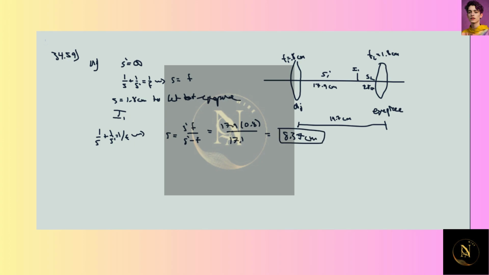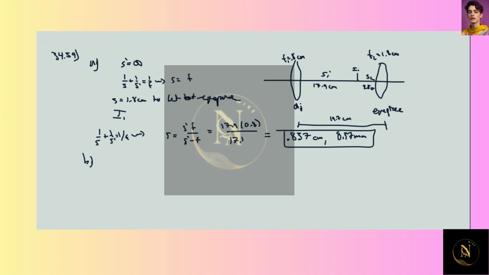Oh, sorry, that's not centimeters. If we're doing it in centimeters, since we did the rest in centimeters, we're going to keep that, and this is 0.837 centimeters, or 8.37 millimeters. Cool. So that's the distance. It's around 8.37 millimeters to the left of the first lens.